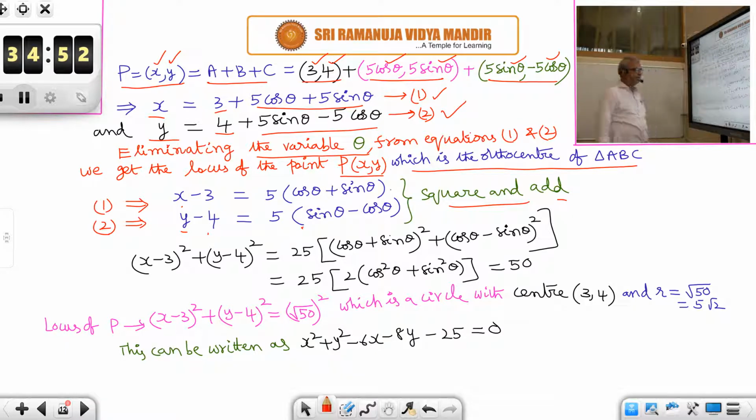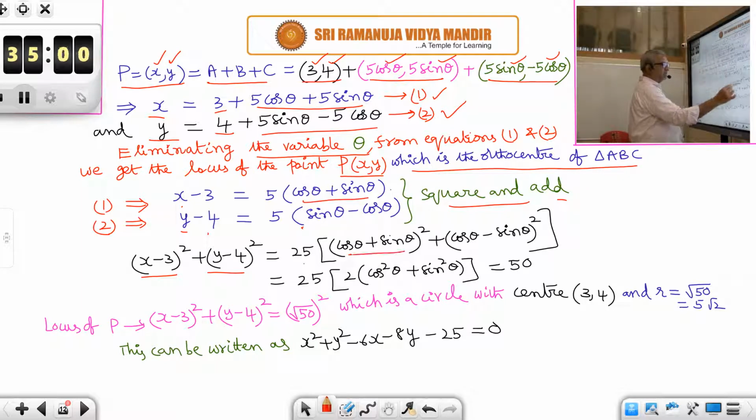You can eliminate theta. So x minus 3 whole square plus y minus 4 whole square is equal to, on the right side, 25 common. In the bracket, cos theta plus sin theta whole square plus cos theta minus sin theta whole square. a plus b whole square plus a minus b whole square is 2 into a square plus b square. But a square plus b square is cos square theta plus sin square theta, which is 1. So 25 into 2, 50.